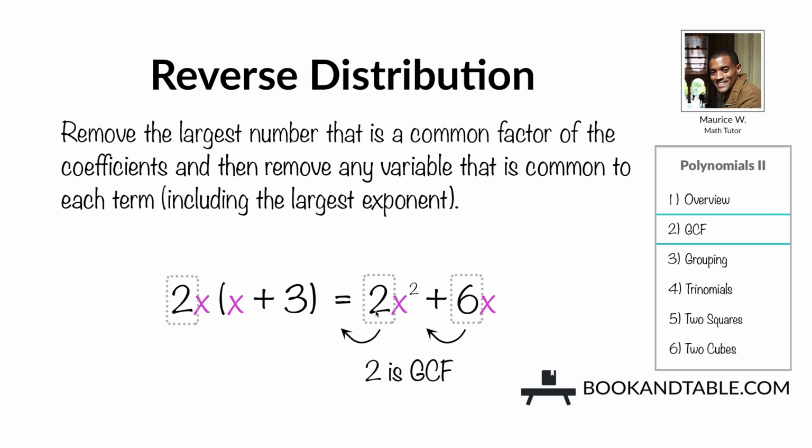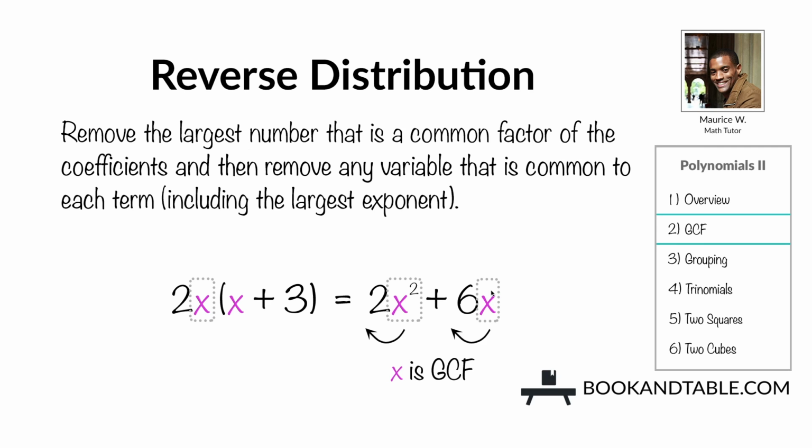If you're not sure, you can create a prime factor tree for each number. So you can remove 2, and then you go to the like variables. In this case, we have just a single variable x. Later in the chapter, we'll be removing greatest common factors for terms with multiple variables. But in this case, we have x squared and we have x.